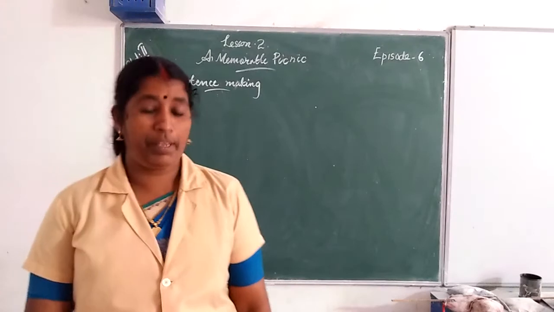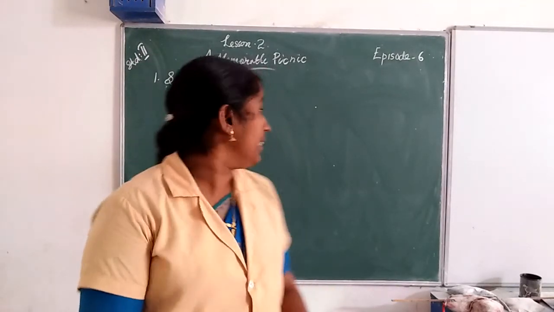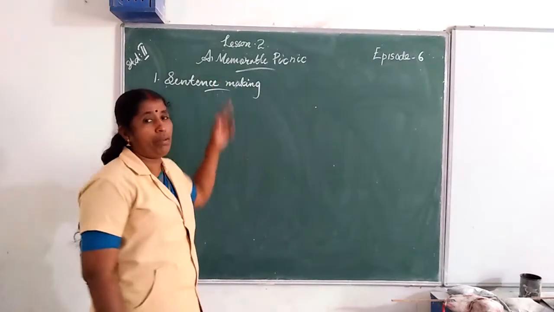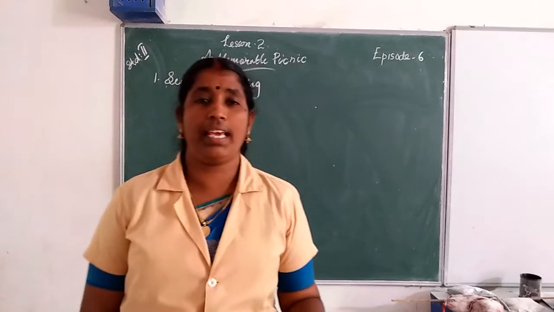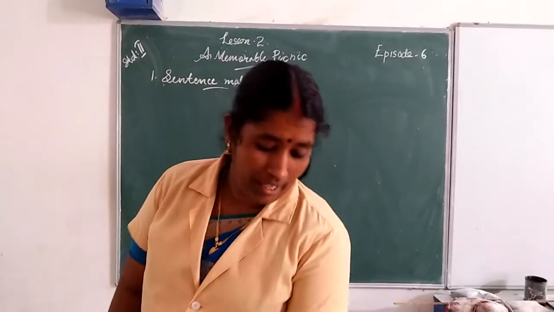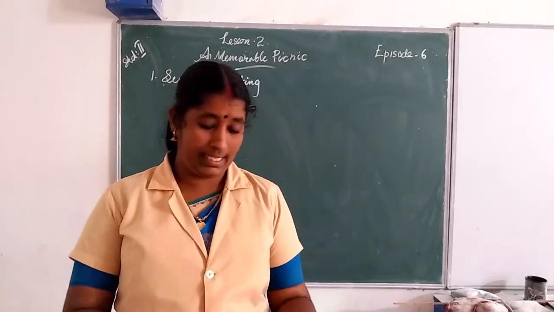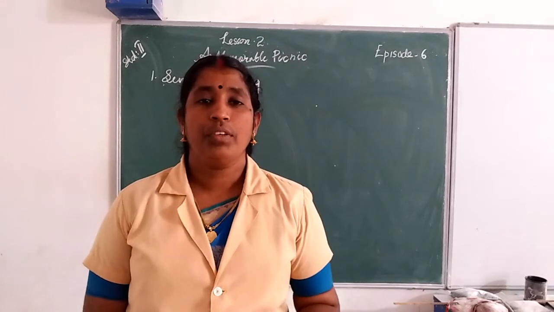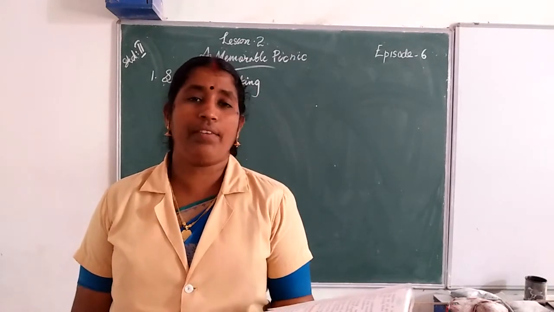In the previous class, we wound up the second chapter of the English text. The second chapter is A Memorable Picnic. Did you read the text 2 or 3 times? Yes. Okay, very good. All of you take your text. Take page number 17. Today, let us do the comprehension work in the text. Page number 17.